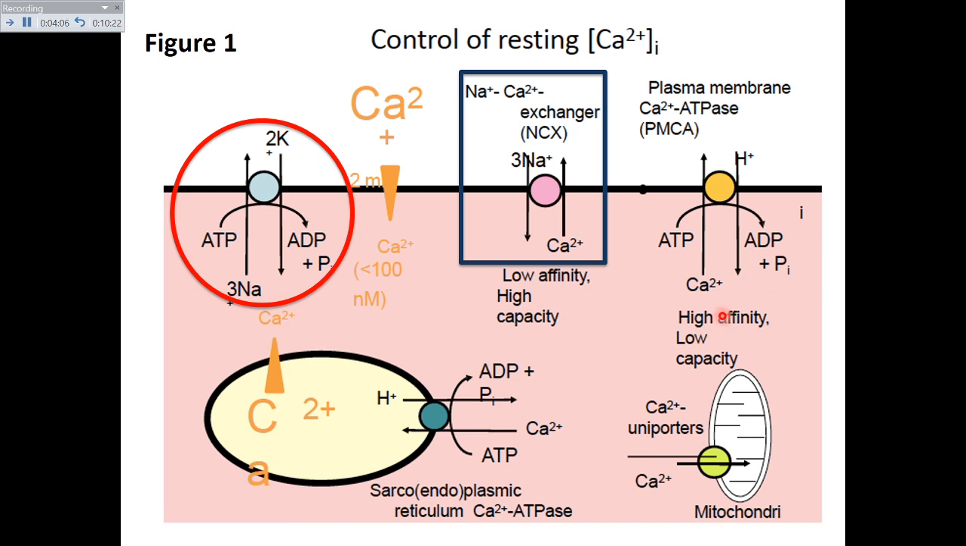As you can see, the calcium ATPase is called what? High affinity, low capacity. Why it has low? It's called low capacity because it only works when the calcium is lower.